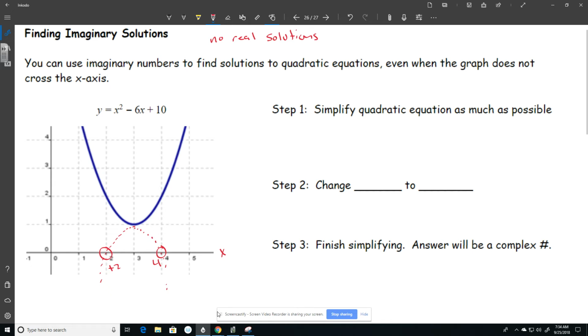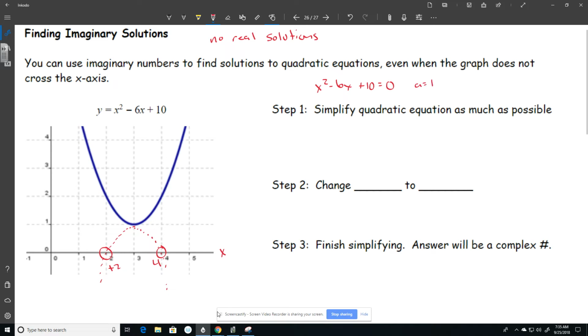So we have to go through some steps to figure out, in the imaginary world, in our made up math world, what are these two values right here? They're not 2 and 4. They fit a different set of rules. So the easy way of doing this, rather than flipping this over and coming up with a whole bunch of messy formulas, first of all, we just simplify the quadratic equation. So here's my equation that I started with: x squared minus 6x plus 10. When I set that equal to 0, there are no real solutions. It never crosses the line. So let's find these fake solutions.